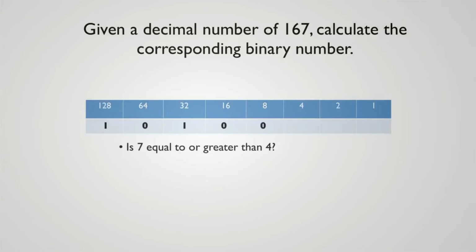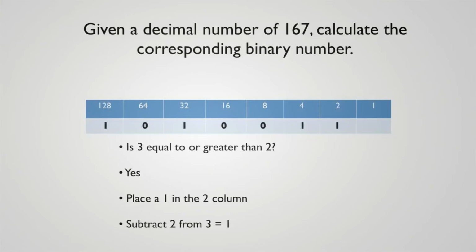Is 7 greater than or equal to 4? Yes, it is. That means we're going to put a 1 in the 4 column, and we're going to find the difference. We're going to subtract 4 from 7, and when we do that, we get a remainder of 3. And we move to the 2 column. Is a 3 greater than or equal to 2? Yes, it is. As a result, we're going to put a 1 in the 2 column, and we're going to find the difference.